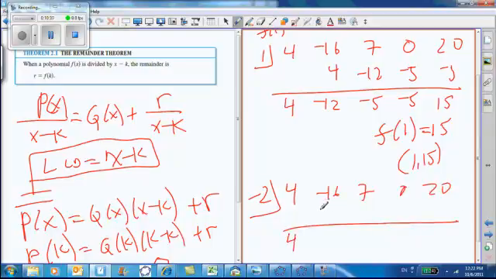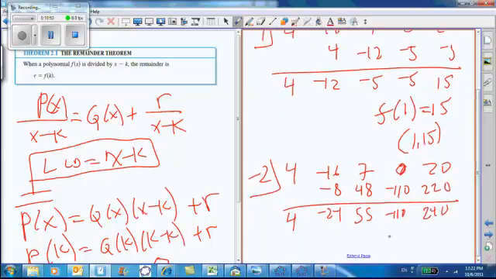Multiply by the number in the box and add. Multiply by the number in the box, 48, and add 55. Multiply by the number in the box, negative 110, and add negative 110. Multiply by the number in the box, 220, and add 240. So by my calculations, negative 2 goes to 240. That is f of negative 2 equals 240.